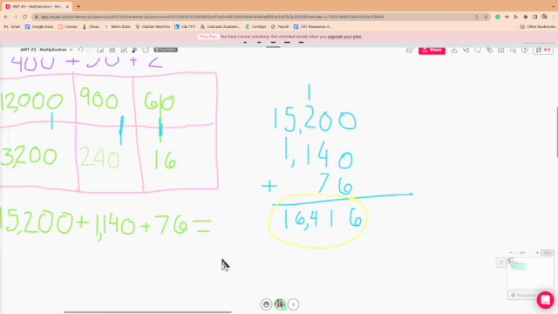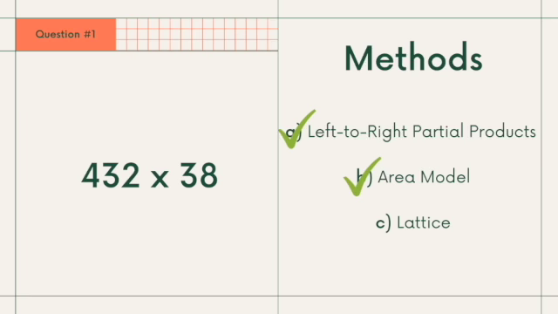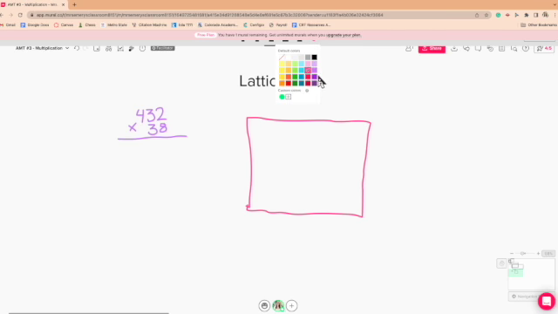All right, that was the area model, and we are moving on to our next method. Next up on our list is the lattice method. All right, for the lattice method, we are going to begin by drawing a box, similar to how we'll start the area model method, but a little bit different in the way that we execute it. So here is our box, and on the top, we are going to write our first number, which is 432.